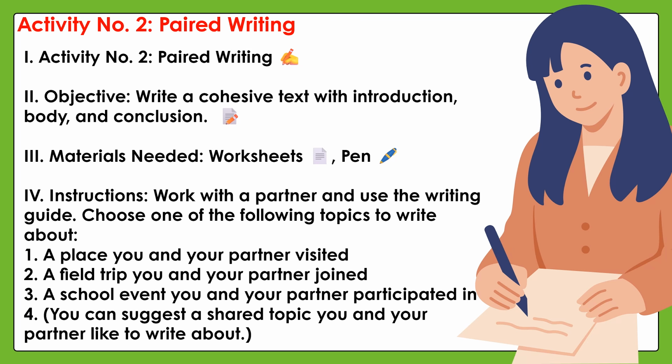Choose one of the following topics to write about. First, a place you and your partner visited. Second, a field trip you and your partner joined. Third, a school event you and your partner participated in. And fourth, you can suggest a shared topic you and your partner like to write about.